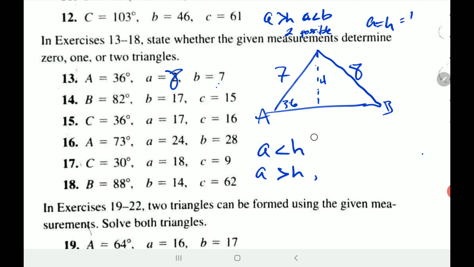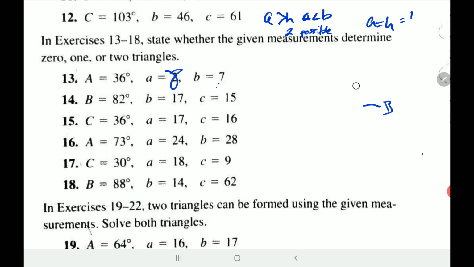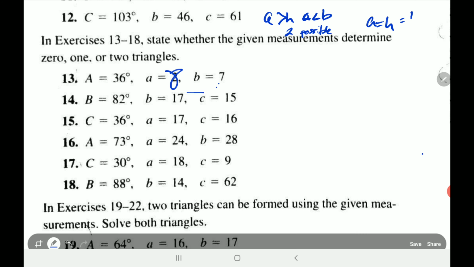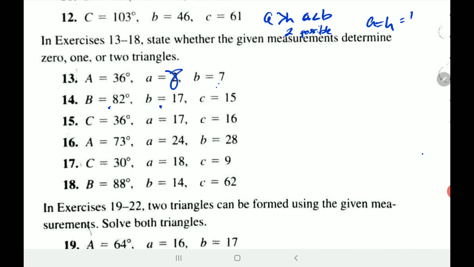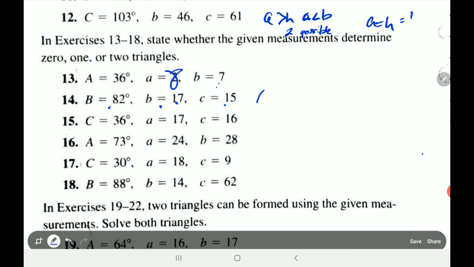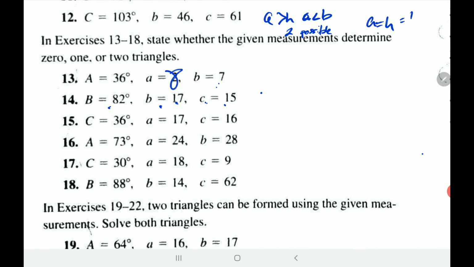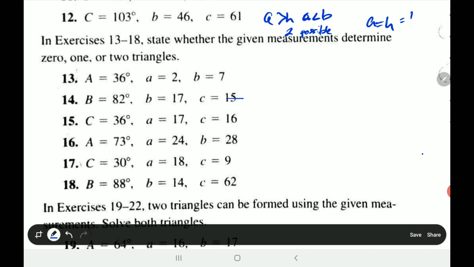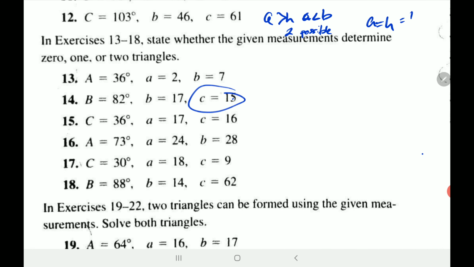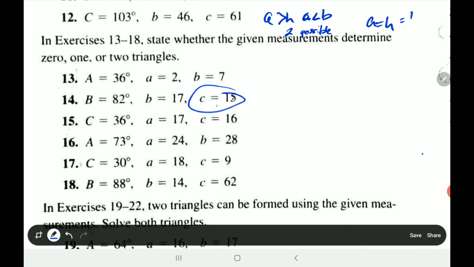So let's look at 14. Again, different names, but same concept. Okay. Now we have angle B and side B, so we already know that it's bigger than side C, which means there's only 1 triangle. Automatically, you don't have to worry about it because it's bigger than C, it's bigger than the height. No issue, because B is always going to be the other side that doesn't have the angle. All right.